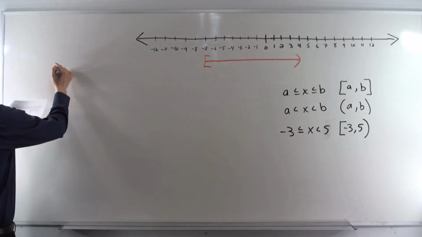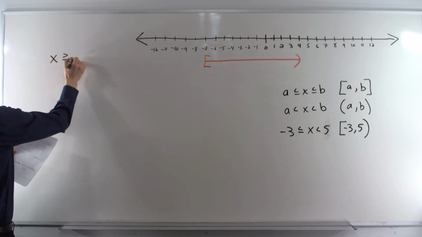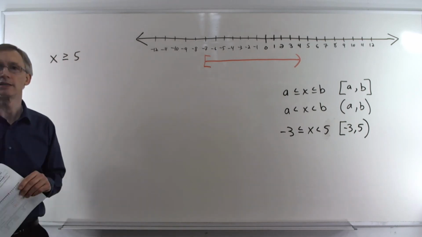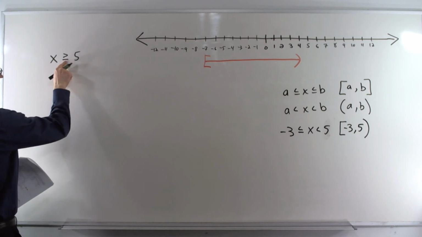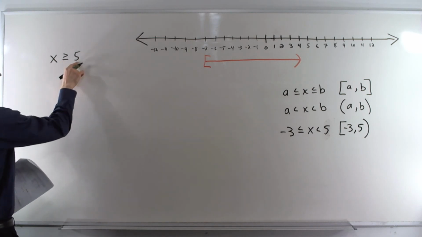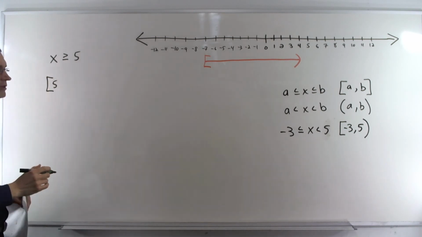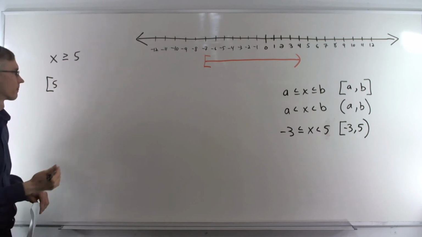So let's say we want to represent the inequality x is greater than or equal to 5. So any number 5 or bigger is in the solution set. Now we've got greater than or equal to, and 5 is the lowest number, so 5 goes on the left. When we use interval notation, the smaller number always goes on the left.